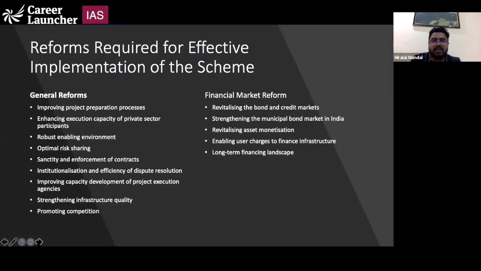Apart from that, the scheme has mentioned various reforms that need to be put in place before implementing the national monetization pipeline. It has suggested financial market reforms. For these, it suggests the government of India needs to revitalize the bond and credit market in India. Once the bond and credit market provides more opportunities to foreign investors as well as investors in the country, this will ensure the national monetization pipeline is effectively implemented in the country.